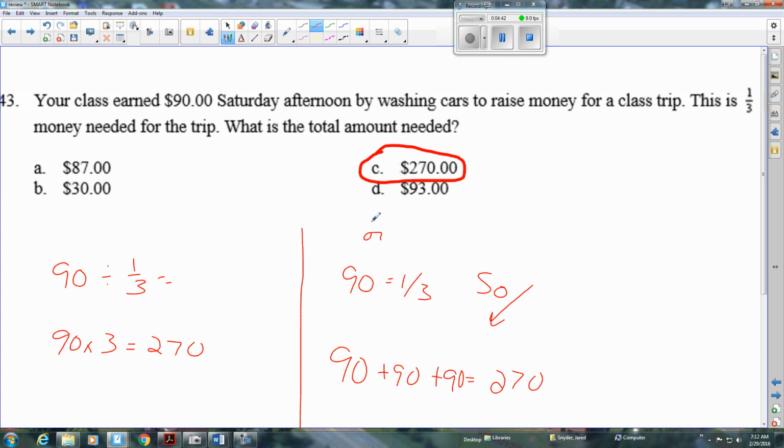Your class earned $90 Saturday afternoon by washing cars to raise money for the class trip. This is 1/3 of the money needed for the trip. What is the total needed? Again, you could divide by 1/3, or you could do 3 groups of 90.